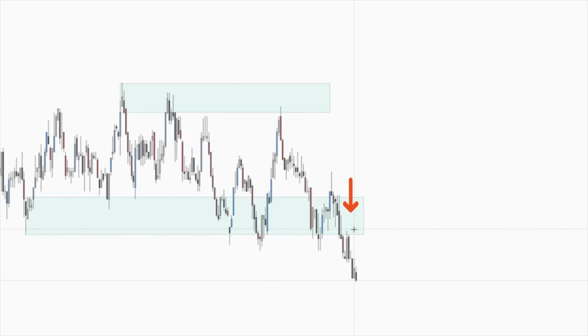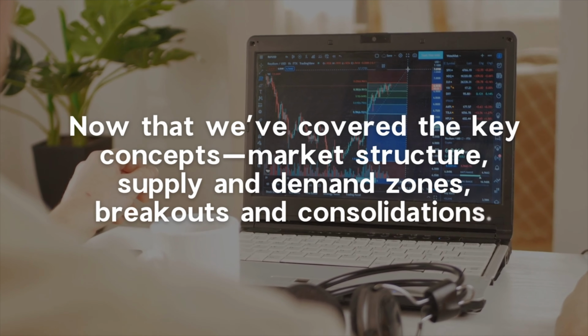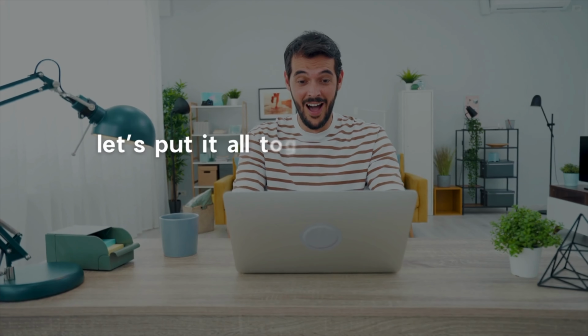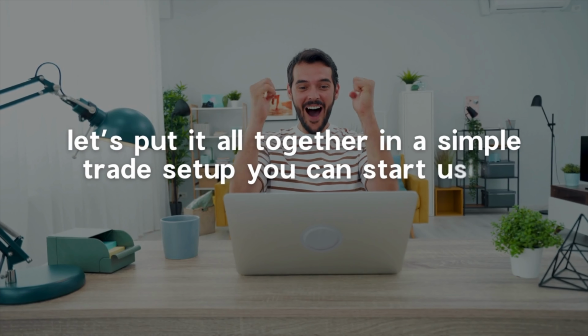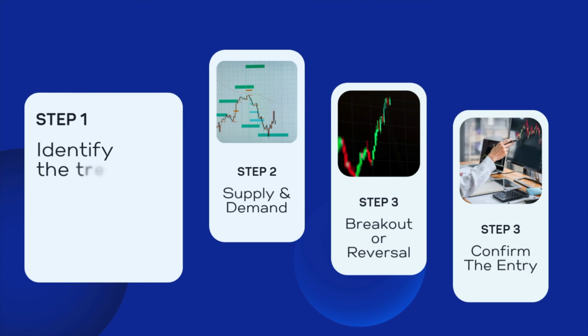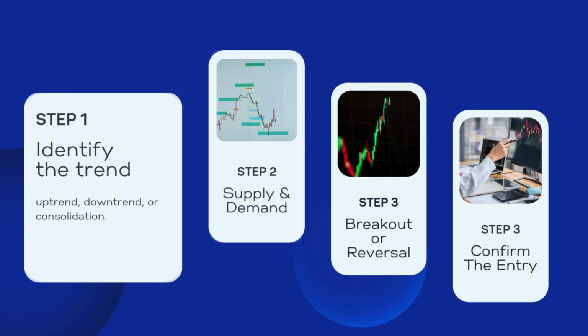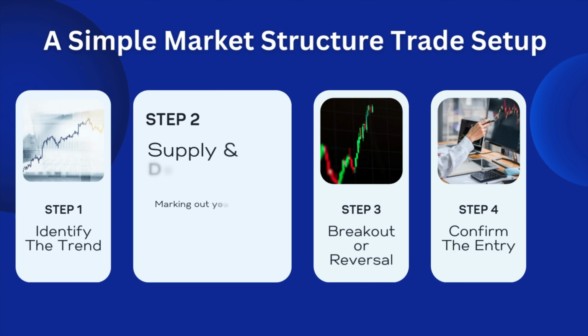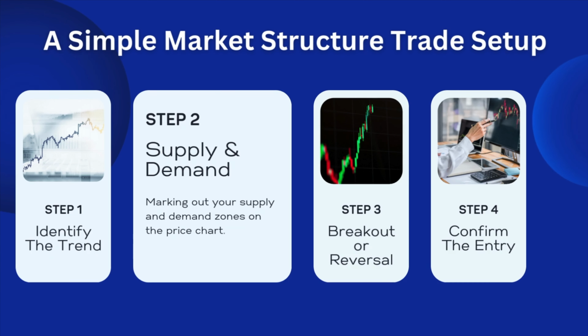Now that we've covered the concepts with market structure, supply and demand zones, breakouts, and consolidations, let's put it all together in a simple trade setup you can start using today. Step 1, identify the trend, whether it's an uptrend, a downtrend, or a consolidation. Step number 2, mark out your supply and demand zones on your chart.